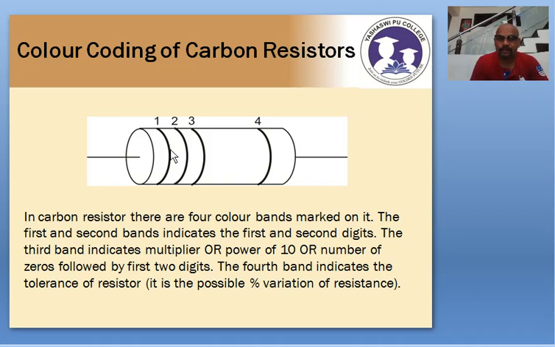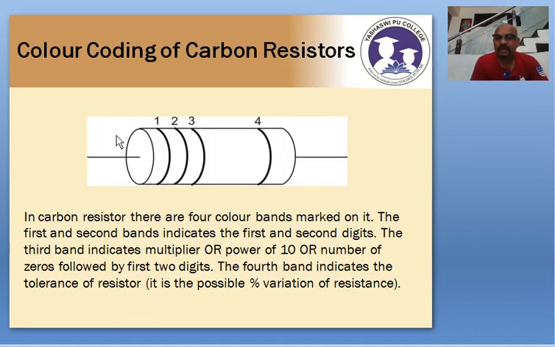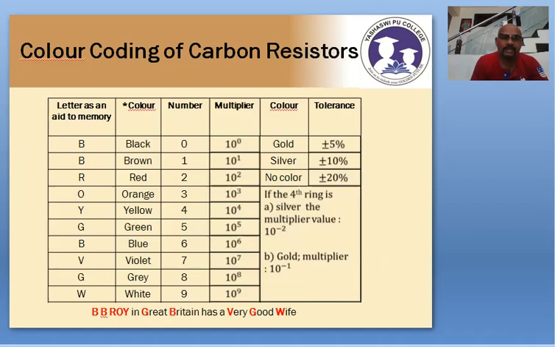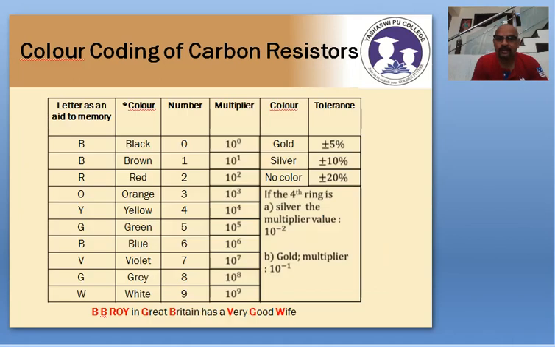So what does brown stand for? Check the number. Brown stands for 1. So the first digit is 1. The second ring I said is black. Black stands for 0, check that. Therefore the second digit is 0. So the first digit is 1, the second digit is 0. That means we got 10. What did I say the third ring is? The third ring is red. So if the third ring is red, then it is 10 to the power 2.